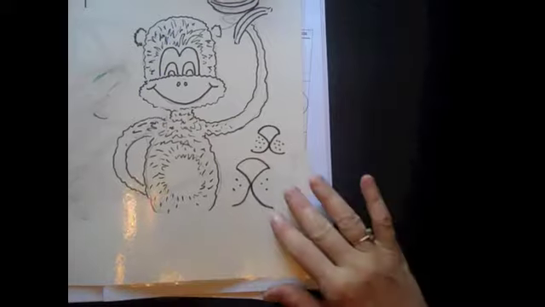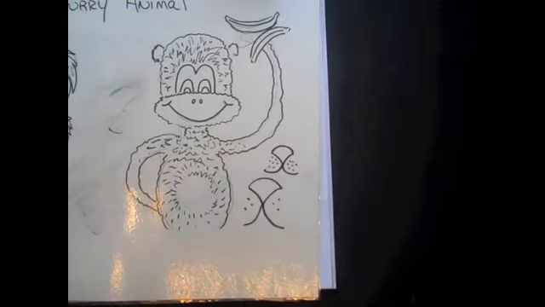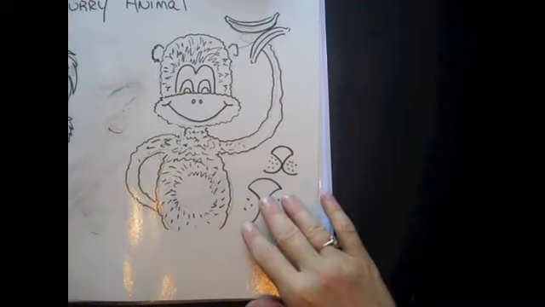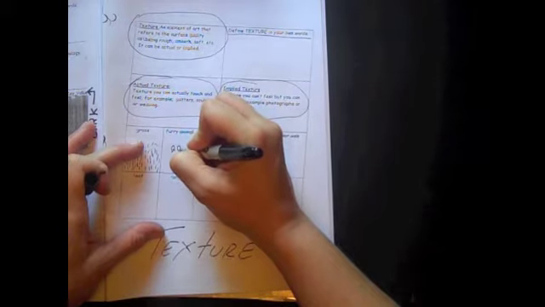Draw your furry animal there. Make sure you have fur on him. It is furry. So in this space, draw your furry animal. I like to start with the eyes so I can kind of place where everything's going to go. I think I'm going to make mine cross-eyed.